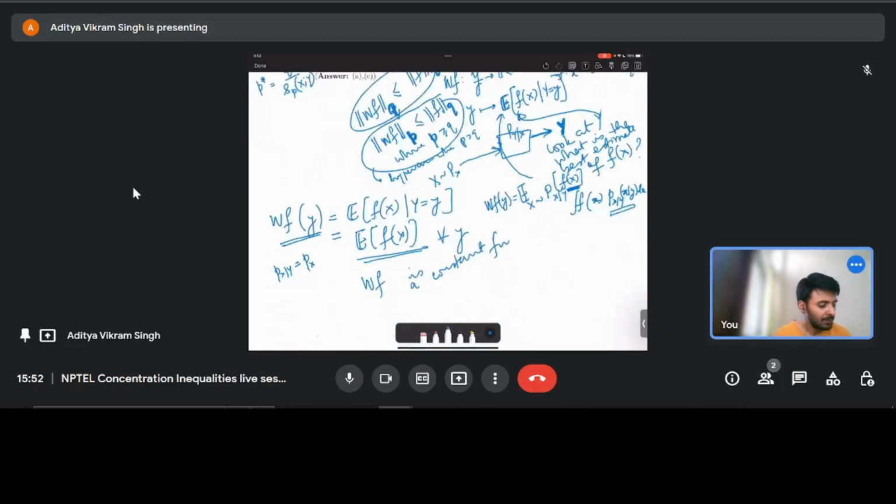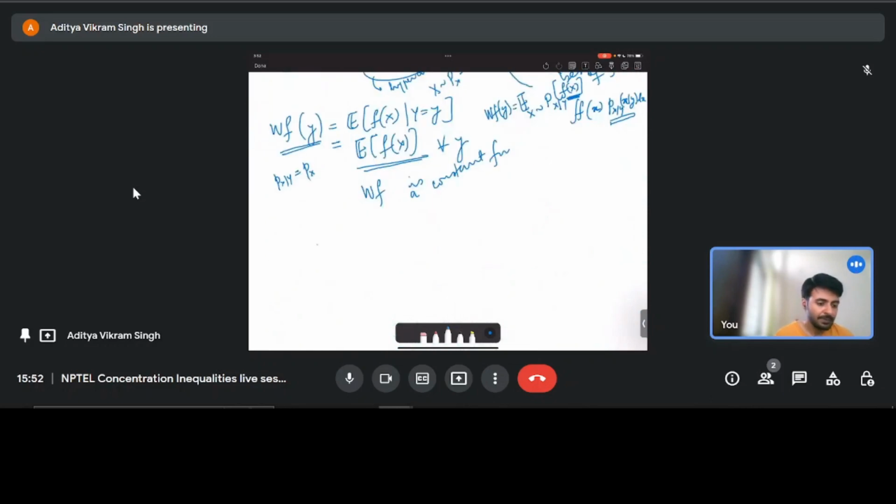Okay, so WF is a constant function. So we know that WF of Q is less than FQ. I mean, this is the usual contractivity. This always holds. Now we want to see how much we can increase this left hand side Q. Can we increase it more? Since WF is a constant function, this is the same as WF of infinity.